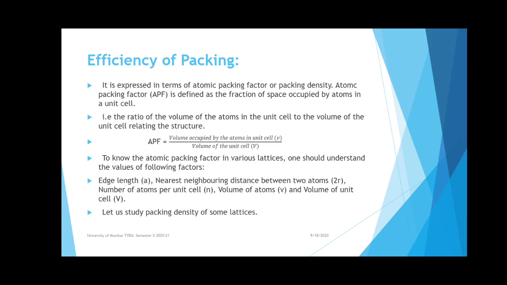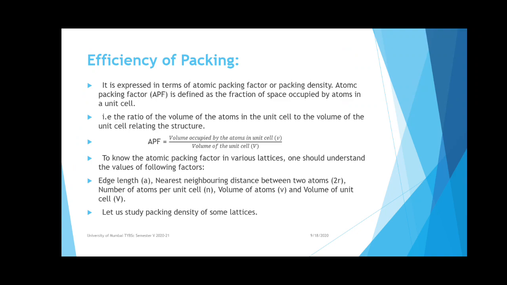Everybody understood? It is also defined as the ratio of volume of atoms in a unit cell to the volume of the unit cell. That means how much volume is occupied by a given number of atoms with respect to the volume of the whole unit cell, that ratio becomes the atomic packing factor. So in equation form, APF means what? Atomic packing factor is equal to volume occupied by atoms in unit cell divided by volume of unit cell, right?